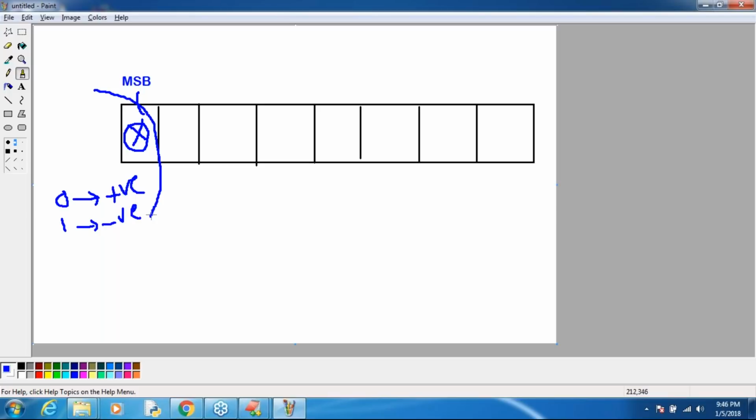Then how many remaining bits are available? Can you spell out how many remaining bits are available? 7 bits. By using 7 bits, what max value can you represent? Are you getting? All are ones. Max value means all are ones.